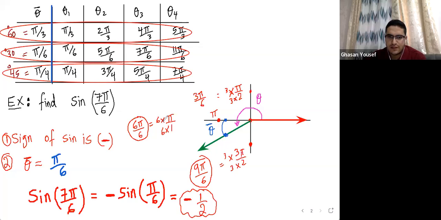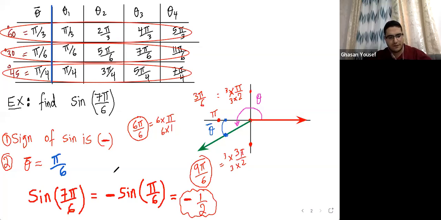Any question for this example? No questions? Okay. So the sine of 7 pi over 6 is minus 1/2. You have to follow the steps. You will see a question like this in the final: find sine 7 pi over 6, or sine 5 pi over 6, or sine 5 pi over 4, for example. You have to follow the steps like here.